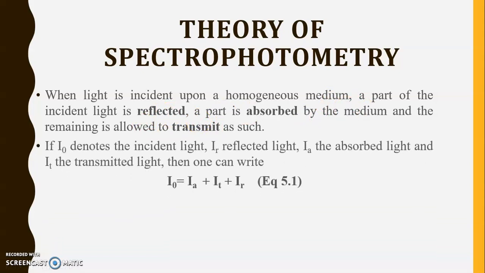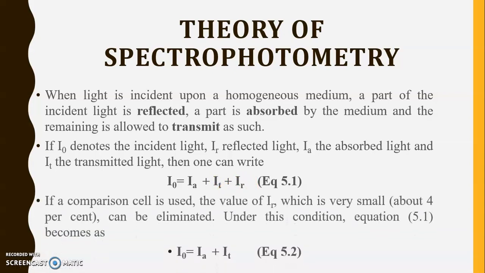So if we consider I0 as the total amount of light that is incident on your sample, then we can consider IR as the reflected light, IA as the absorbed light, and IT as the transmitted light. Then we can write the equation I0 equals IA plus IT plus IR. Means I0 is the total amount of light incident on your sample, IA is the amount of light absorbed, IT is the amount of light transmitted, and IR is the amount of light reflected.